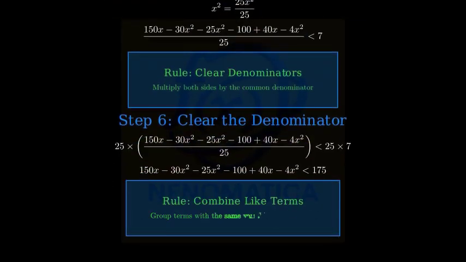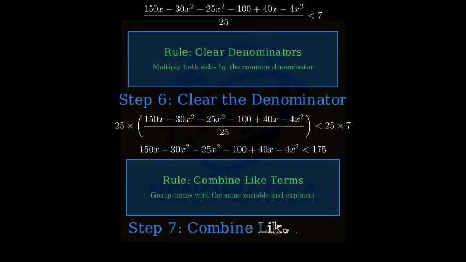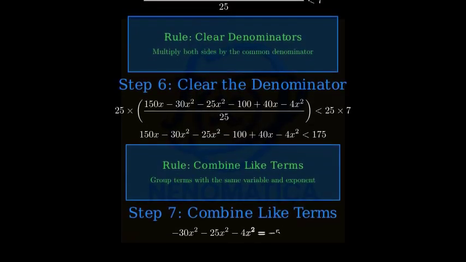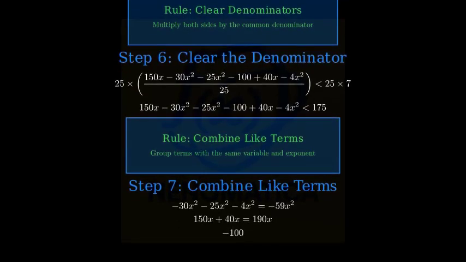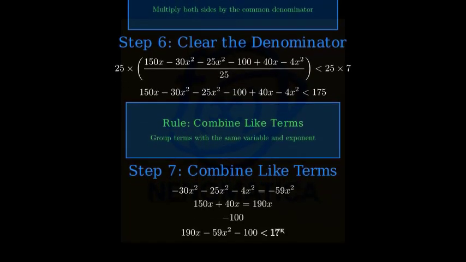Now, let's combine like terms on the left side of the inequality. We'll group all the x squared terms together. Negative 30x squared minus 25x squared minus 4x squared equals negative 59x squared. Next, we'll combine the x terms. 150x plus 40x equals 190x. Finally, we have the constant term negative 100. So, our inequality becomes 190x minus 59x squared minus 100 is less than 175.